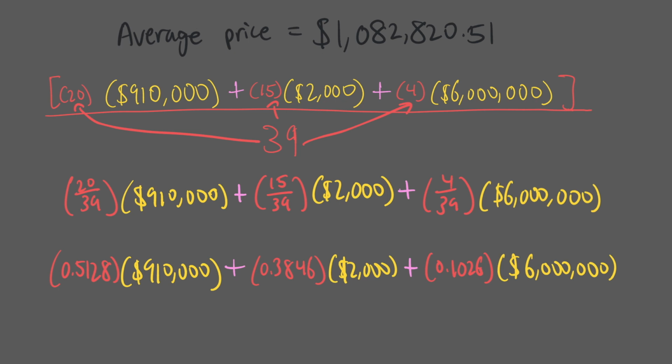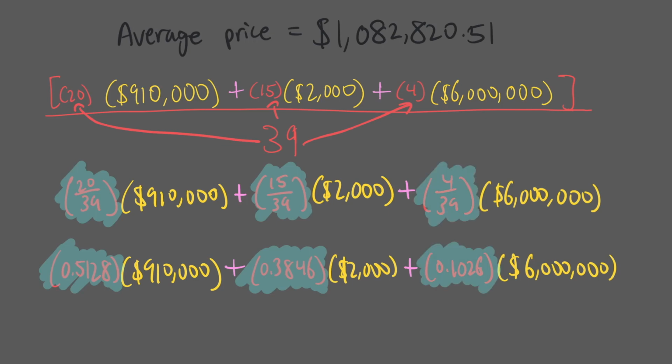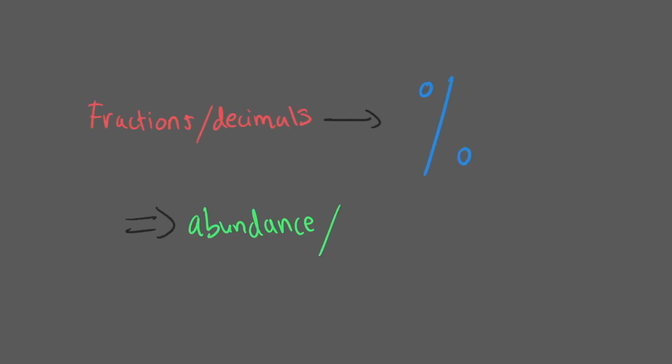$1,082,820.51. The 20 over 39, or the 0.5128, is the weight of the $910,000. 51.28% of the properties have a value of $910,000. Similarly, the 15 over 39, or the 0.3846, is the weight of the $2,000, and the 4 over 39, or the 0.1026, is the weight of the $6 million. Notice how these weights represent a percentage. The townhouses were the most abundant in this scenario, so they were assigned the greatest weight, and thus the greatest importance in the weighted average.